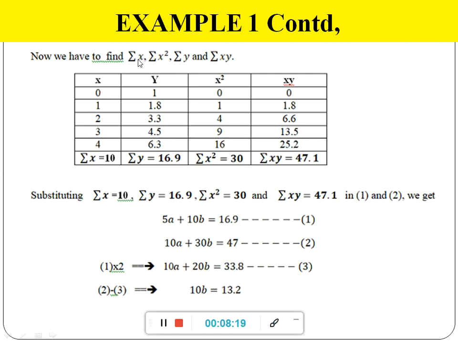We need summation x, that means add all the values of x. We get 10. Next is summation y, add all the values of y, we get 16.9. Summation x square, add all the values of x square, that is 30. Similarly, summation xy, adding all the values, we get 47.1. Now substitute summation x equal to 10, summation y equal to 16.9, summation x square equal to 30, summation xy equal to 47.1 in equations 1 and 2.